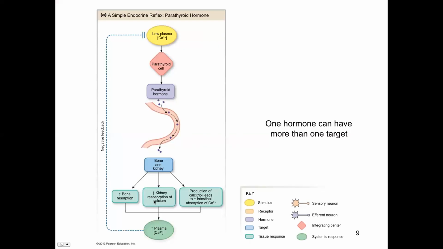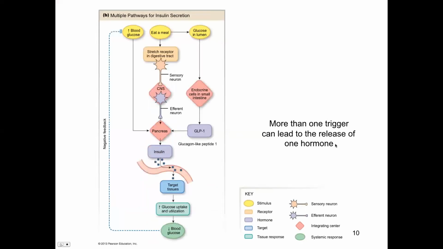We're going to help our kidneys reabsorb calcium from the urine. And we'll also have a stimulation of the production of calcium absorption from our intestines, right, from our diet. So there's the three-pronged approach in terms of raising our blood calcium. So one hormone can have more than one target, and we already mentioned that in the course, all right? Sometimes there's more than one trigger for the same hormone. So we're going to talk about this briefly.